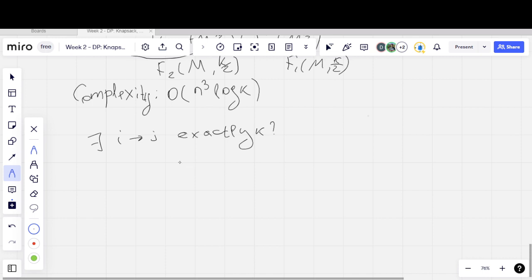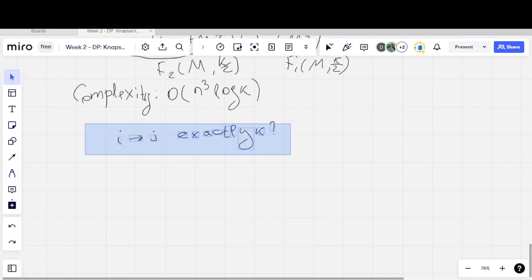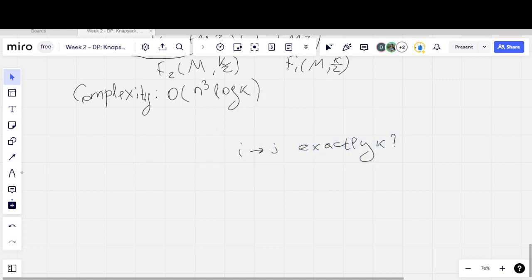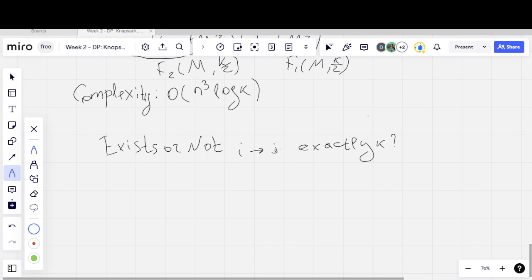Wait, let me write it properly. Exist or not exist. How is it said there? Whether, or, well, okay. Exists or not. The path from E to G, of length exactly K.